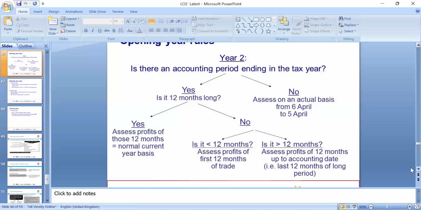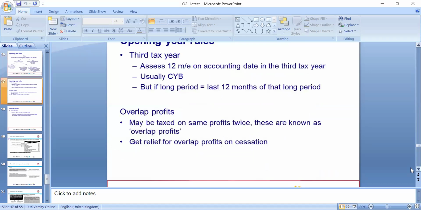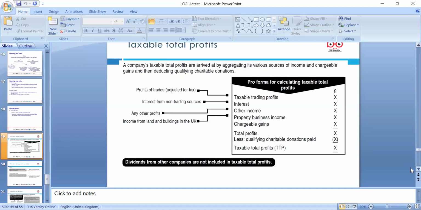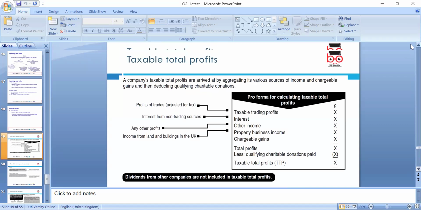Sometimes it can be the first few months, and then I will carry on doing 12 months, because the accounting period and the tax year can differ, and we can allocate accordingly and divide, because of the different tax rates and overlap. Profit may be taxed on the same profit twice, which is known as overlap profit. So we can get the overlap profit relief, and if we look at the final tax year, the year when the business actually ceases, you really do not want to do any more business due to a number of reasons. Those we need to look around: the taxable total profit, interest, other income, property income.